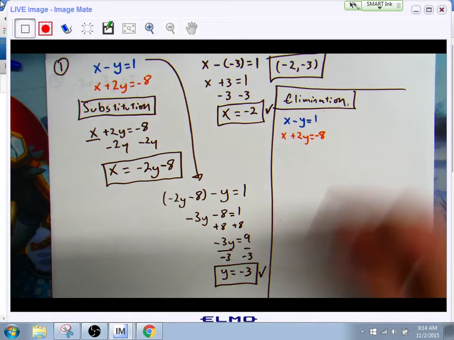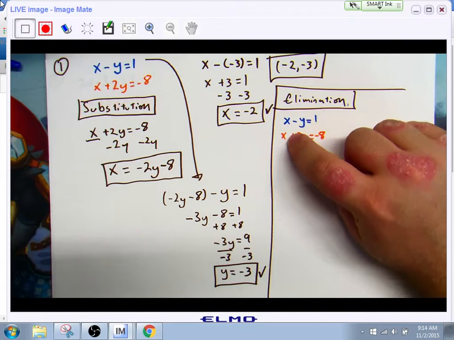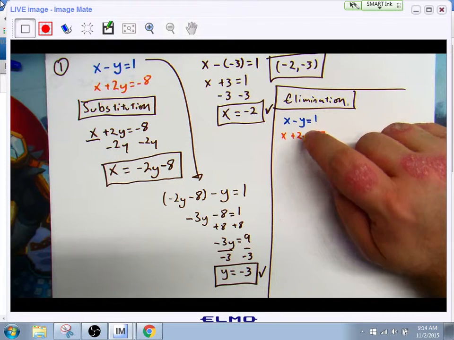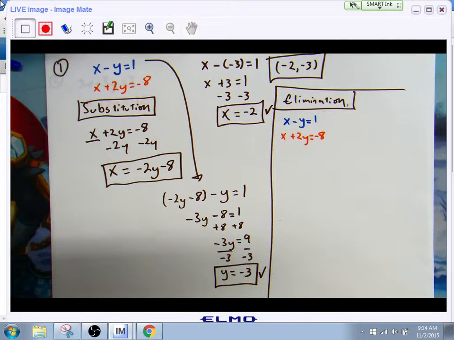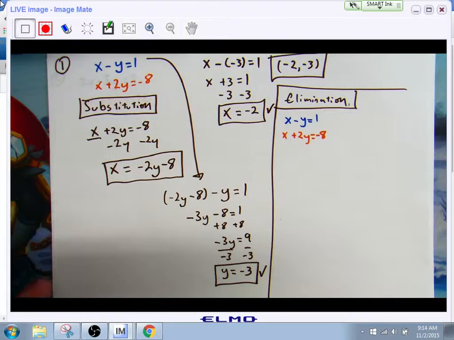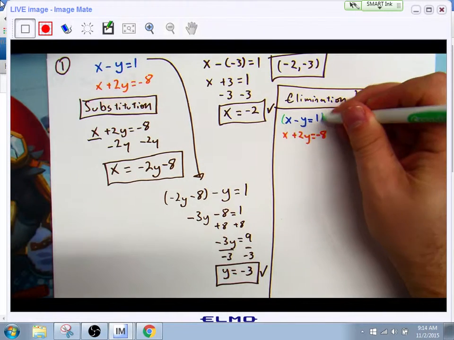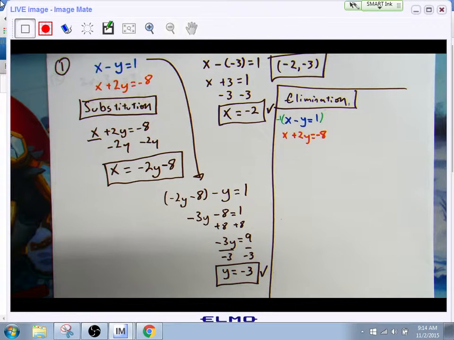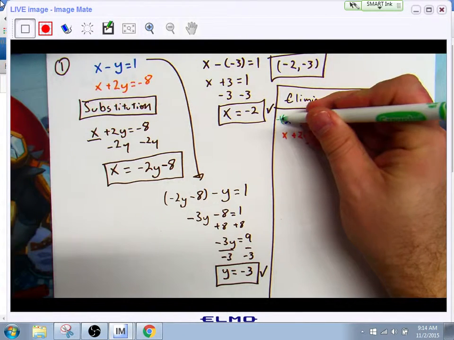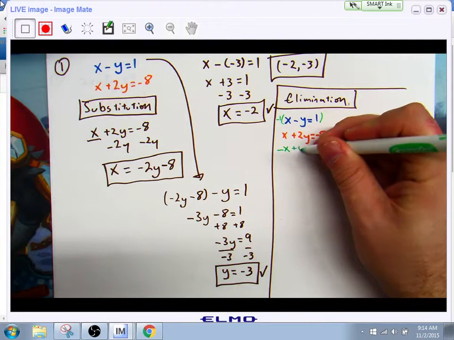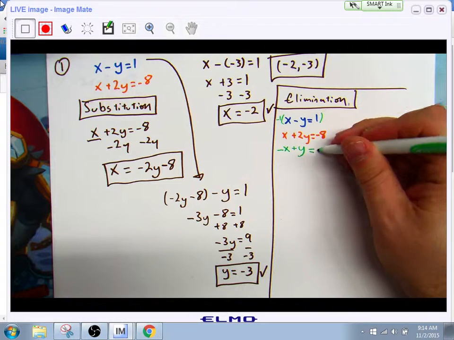Now when I look at them, I'm seeing, okay, if I were to add these, what would I get? I would get 2x. That doesn't eliminate. I would get 1y. That doesn't eliminate. So I'm going to have to modify one of my equations. What looks easiest to me to modify is my top equation, and I'm going to multiply this by a negative 1. That will cause my x's to eliminate. So I'm going to rewrite it. So negative 1 times x is negative x. Negative 1 times negative y will be a positive y. And negative 1 times 1 will be negative 1.